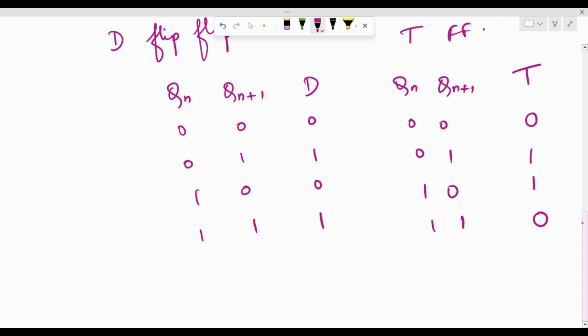The excitation table and the characteristic tables will be useful for obtaining the flip flop conversions, which we'll be discussing in the upcoming video.